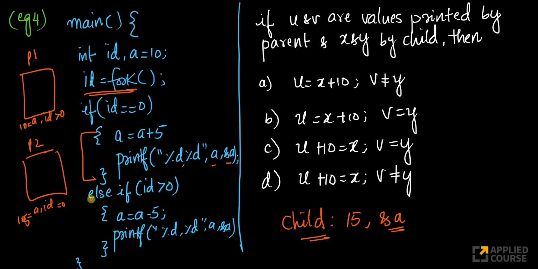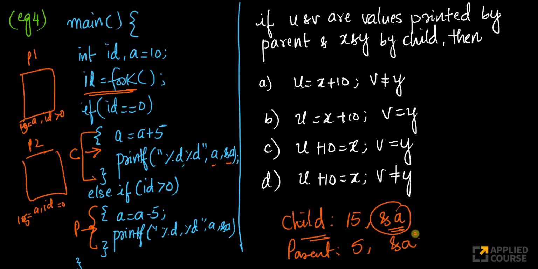Now, of course, the parent process will not execute this because in the parent process, this ID is greater than 0. The child process executes these lines because ID equals 0 in the child. The parent process will execute these two lines. Let's see what the parent process outputs. The parent process does A equals A minus 5, which means in the parent process, A becomes 5. It says print A and the address of A. What is A now? A equals 5, and the address of A.